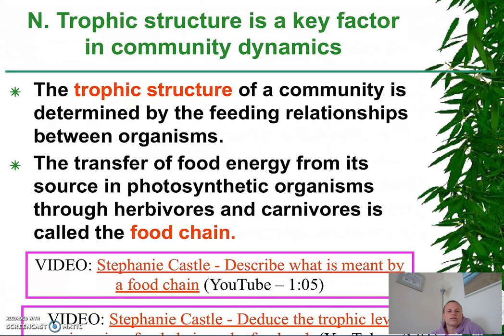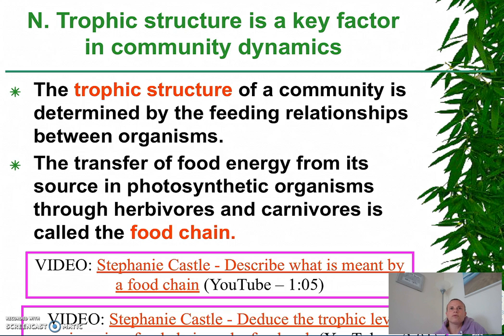Hi guys, Miss Francis here to continue our discussion about ecosystems, and we're going to focus on community dynamics and look at how the feeding relationships determine the trophic structure of a community, where transfers of energy from photosynthetic organisms through herbivores, through carnivores. It's called the food chain.